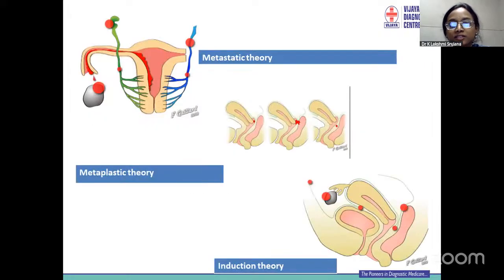Coming to the various theories of origin of endometriosis, the first and foremost is the metastatic theory. In this, the endometrial fluid through retrograde menstruation gets deposited in the ovary or the peritoneum, causing chronic inflammatory response, or it can also spread through venous and lymphatic drainages. Coming to metaplastic theory, it is the differentiation of Mullerian duct remnants in the rectovaginal septum into endometriotic tissue. And coming to induction theory, wherever the endometrial tissue gets implanted, it induces special chemical substances which cause the undifferentiated mesenchyme to form the endometriotic tissue.